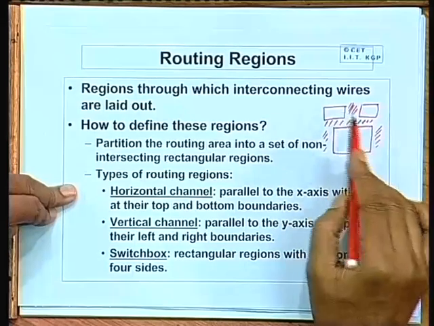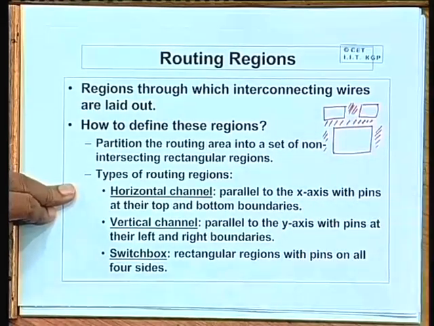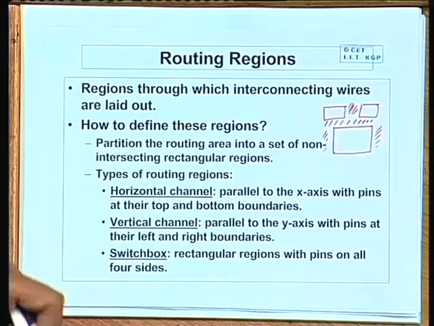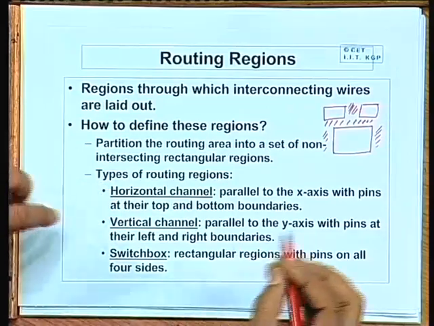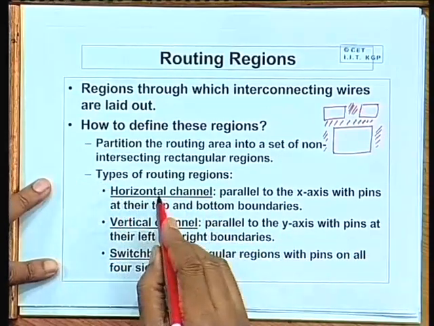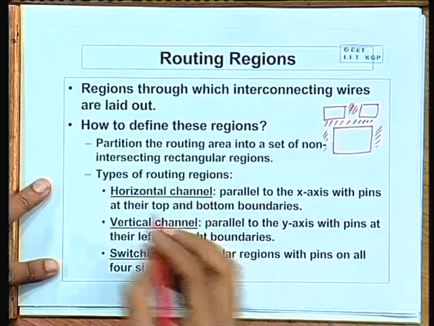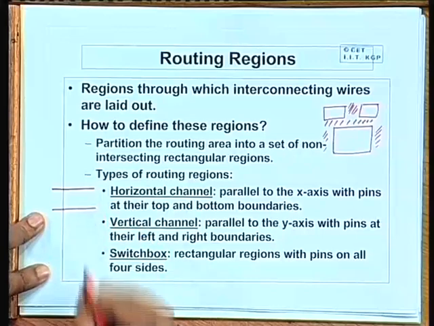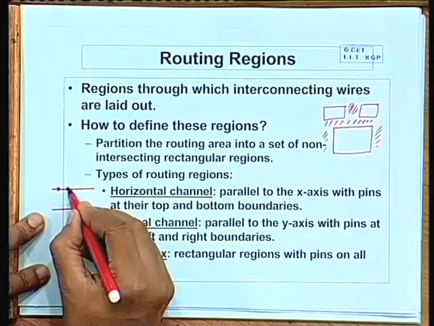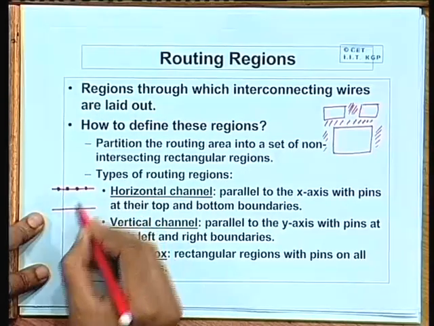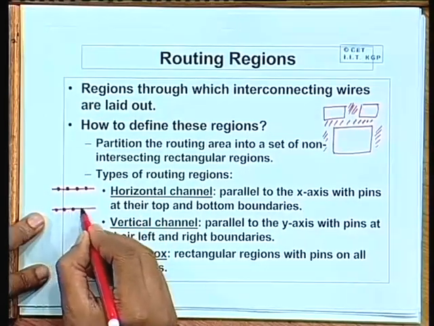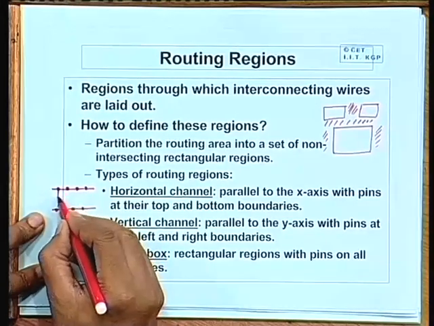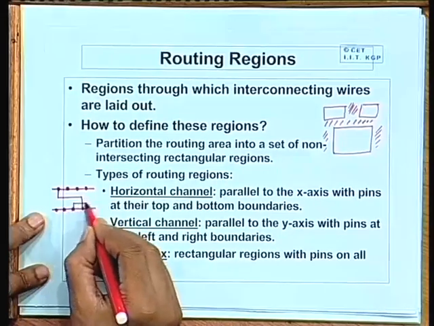Now, with respect to the geometry of these blocks and the associated regions, routing regions can appear in one of these three types. Well, horizontal channel means, the name horizontal means it is parallel to the x axis. It says that the channel is like this with some points which you want to connect on top and some points on the bottom boundary. You will have to connect some of the points from the top to some of the points from the bottom. Maybe you will have to connect a wire like this, connect another wire like this, and so on.